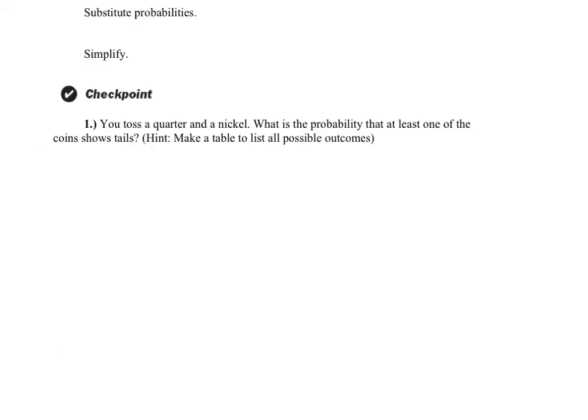All right, let's take a look at another one. It says you toss a quarter and a nickel. What is the probability that at least one of the coins shows tails? Okay, so I want the probability of tails or tails, and it gives you a hint. It says make a table to list all of the possible outcomes.